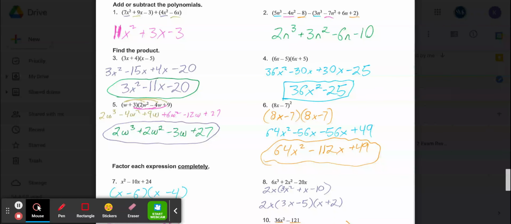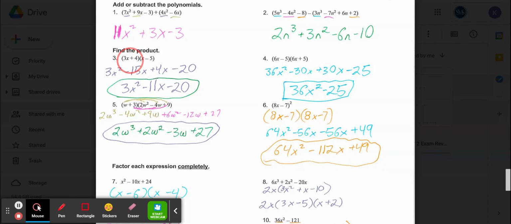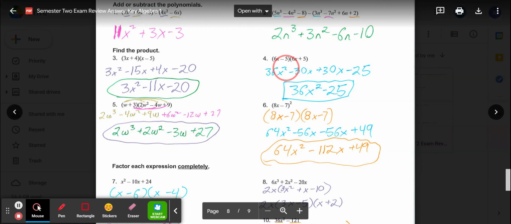3, 4, we want to FOIL. So first, outer, inner, last. So 3x plus 4 times x minus 5. Multiply our first terms, 3x squared. Outer, negative 15x. Inner, positive 4x. And last, negative 20. Combine like terms, and we'd have 3x squared minus 11x minus 20.